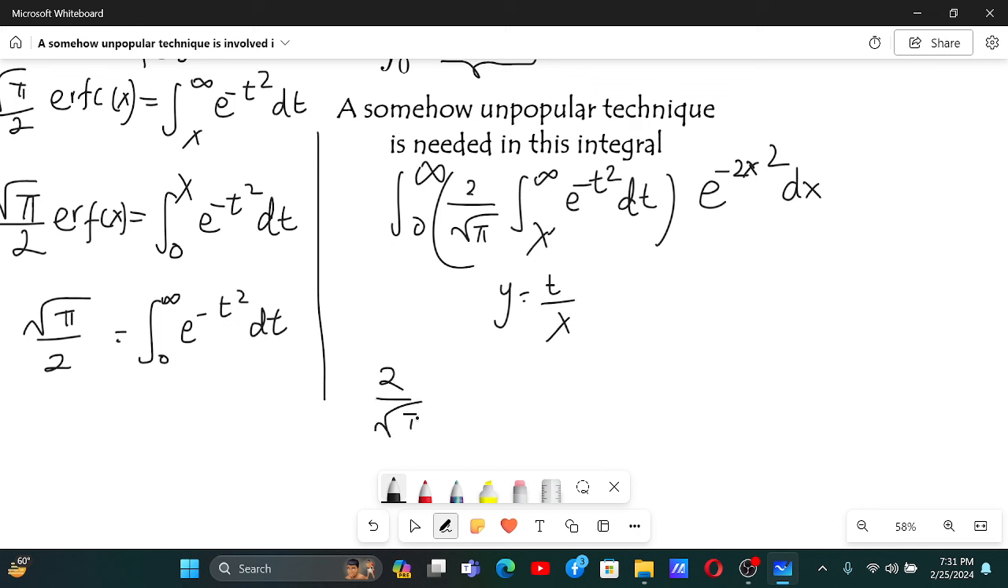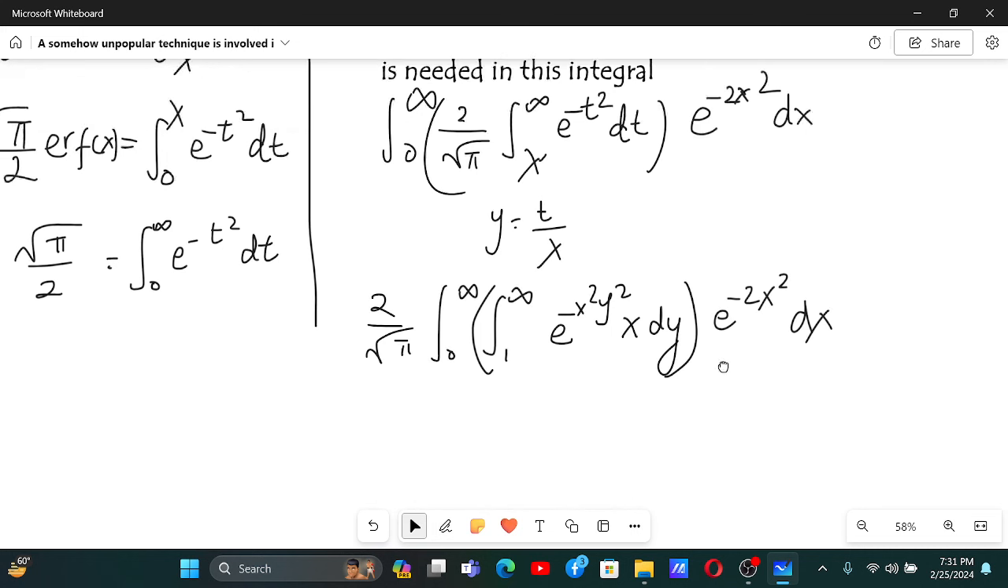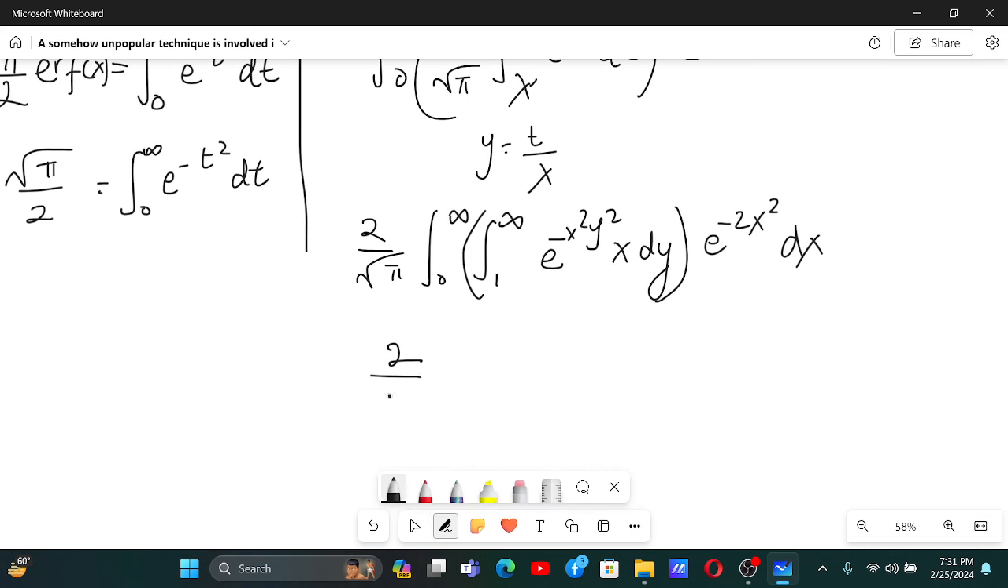So we have 2 by root pi, integral from 0 to infinity, integral from now 1 to infinity, and t equals yx, so minus x square y square, and for the variable t, x is constant, so we can write this as x dy. And over here we have e to the power minus 2x square dx. Now we can interchange the order of integral, and that will simplify the integration process. 1 to infinity, 0 to infinity, x times e to the power minus x square y square plus 2, now dx dy.